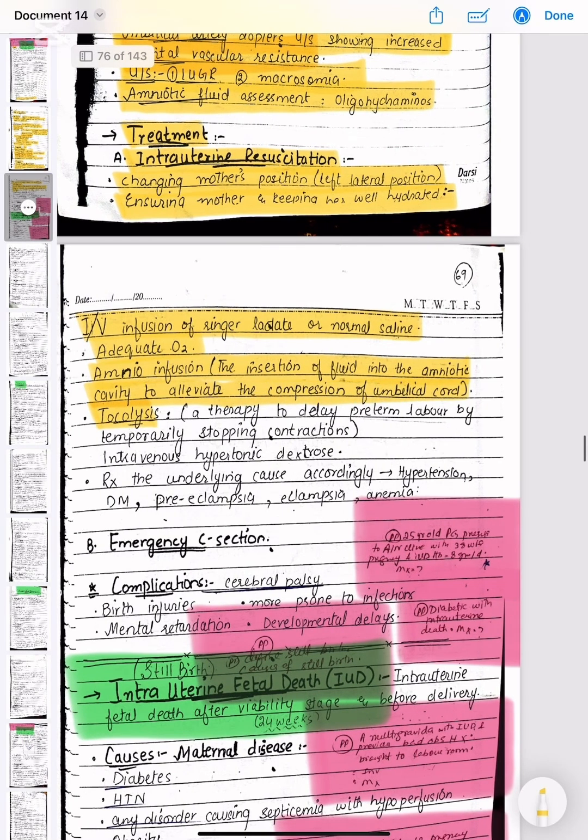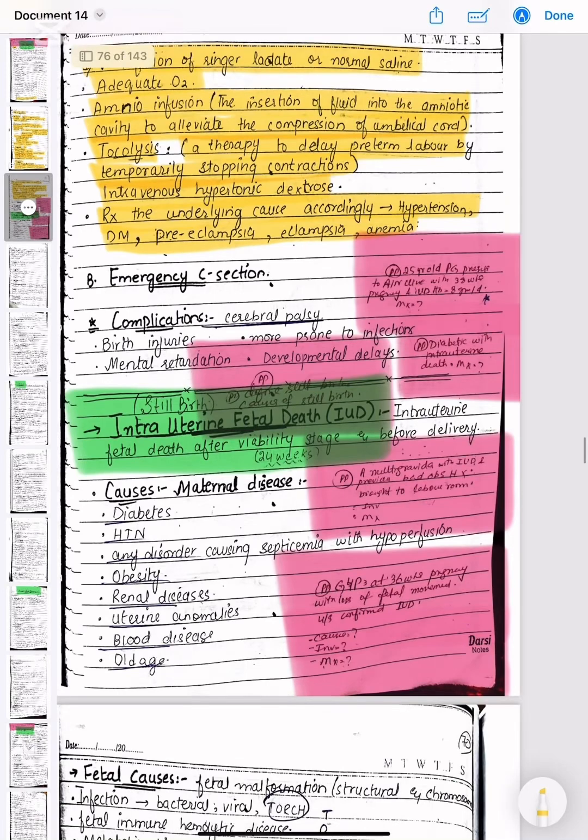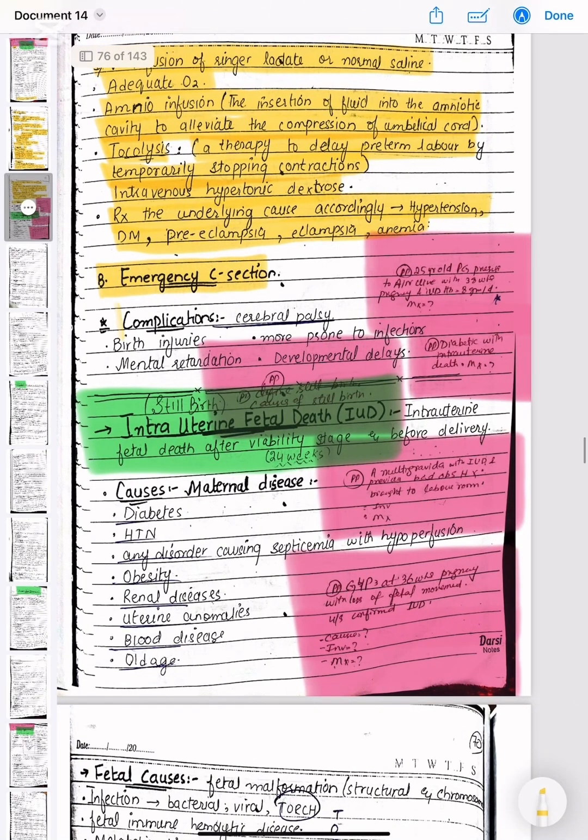Then tocolysis is a therapy to delay preterm labor by temporarily stopping the contractions. Intravenous hypertonic dextrose is given, and the underlying cause is treated accordingly, such as hypertension, diabetes, preeclampsia, eclampsia, and anemia. Emergency C-section is done, and the complications are cerebral palsy, birth injuries, being more prone to infections, and mental retardation and developmental delays.